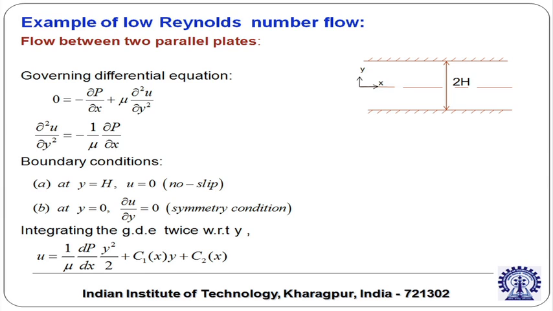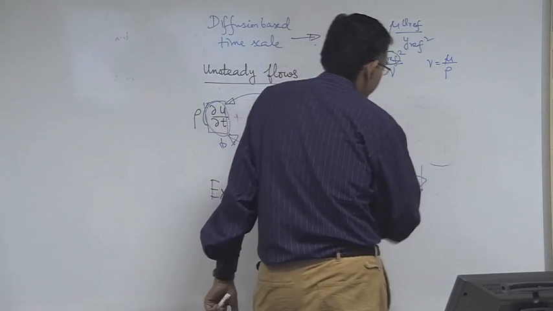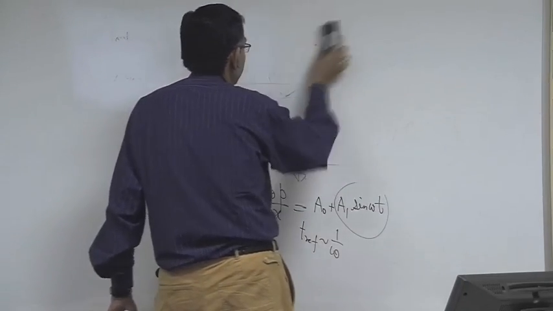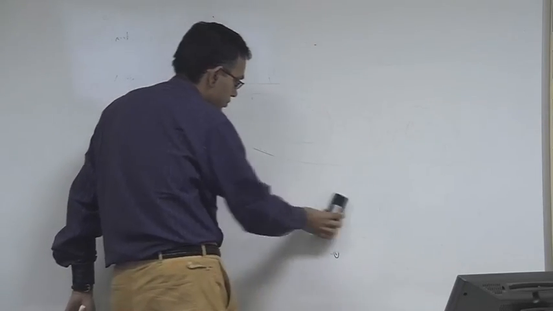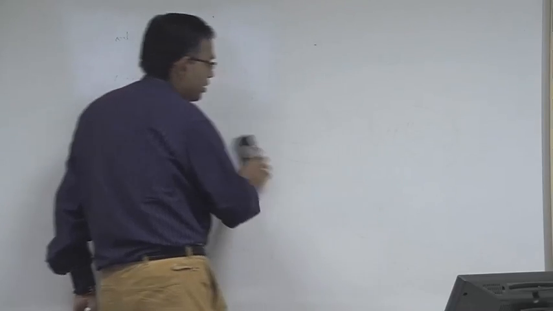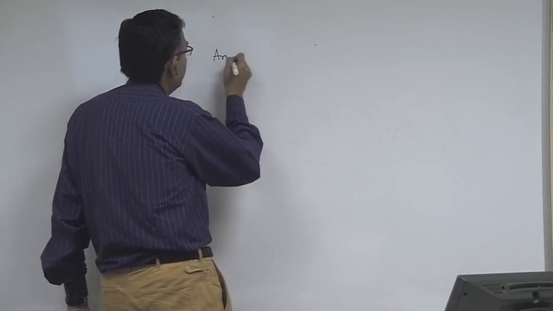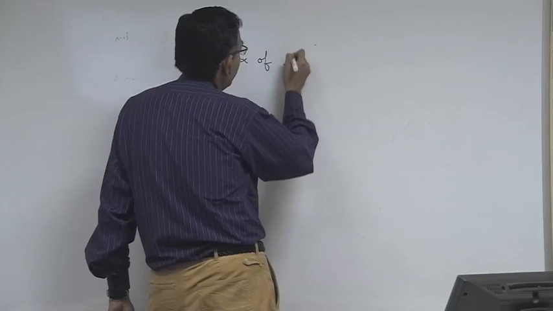Now we will consider some examples of low Reynolds number flows. We will consider only one example of steady flow, and we will establish that the solution of the problem is quite similar to fully developed flow, and then we will consider some examples of unsteady flows which are not normally covered in the undergraduate level fluid mechanics course. So we will first start with the steady low Reynolds number flow as an example. An example of steady low Reynolds number flow.